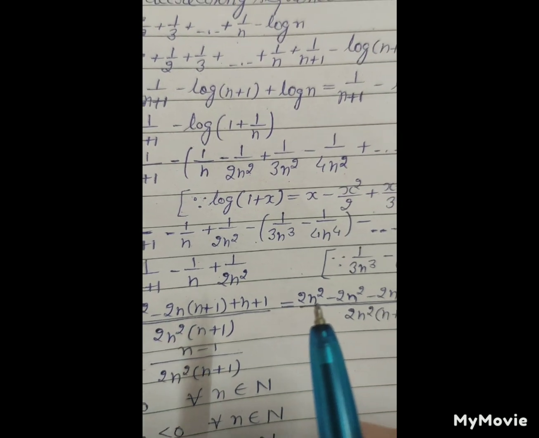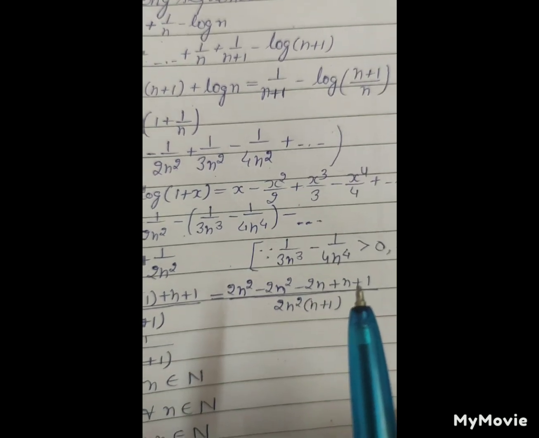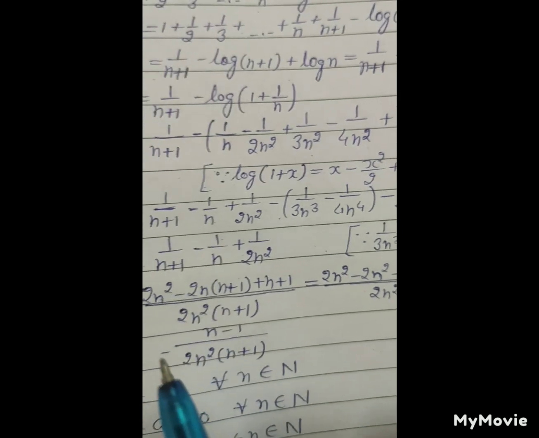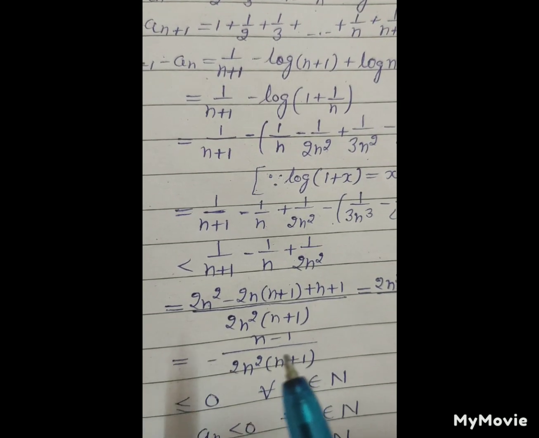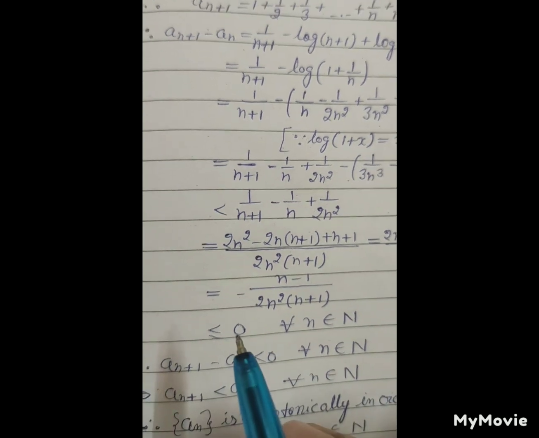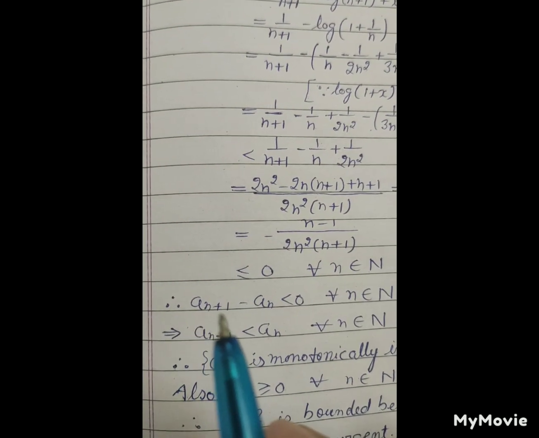Equals 2n square minus 2n square minus 2n plus n plus 1 upon 2n square into n plus 1, equals minus n minus 1 upon 2n square into n plus 1, which is less than or equal to 0 for all values of n belonging to capital N.